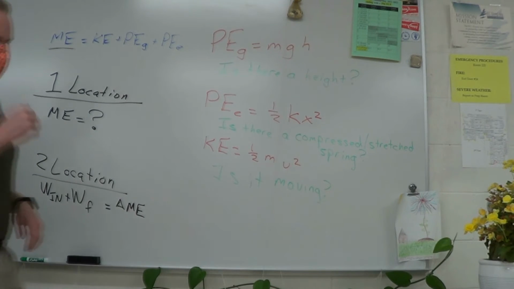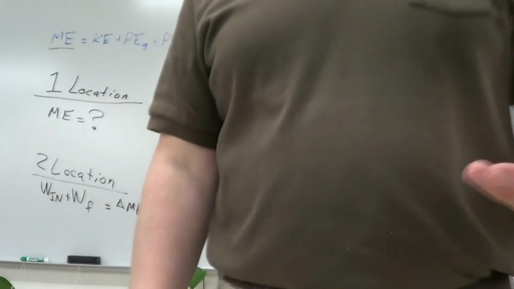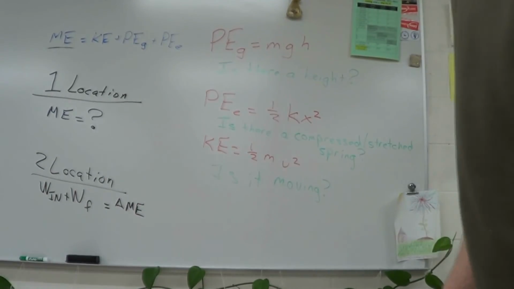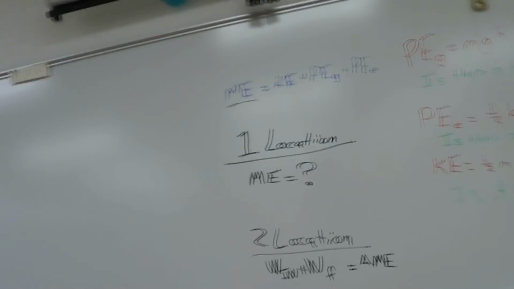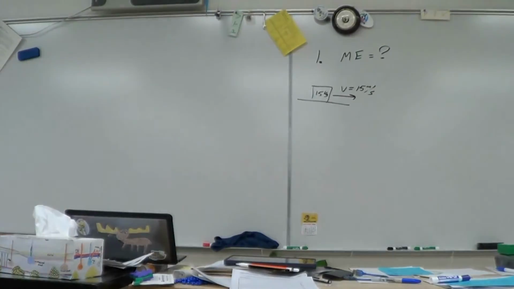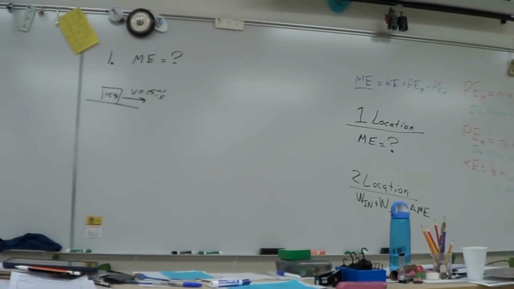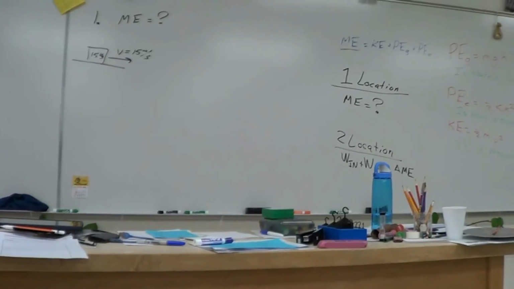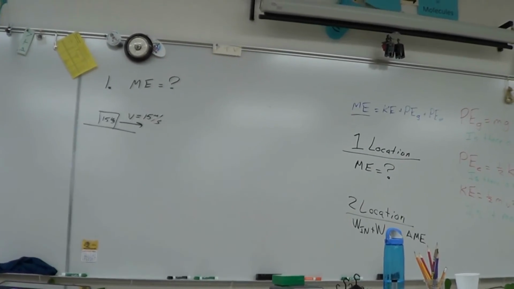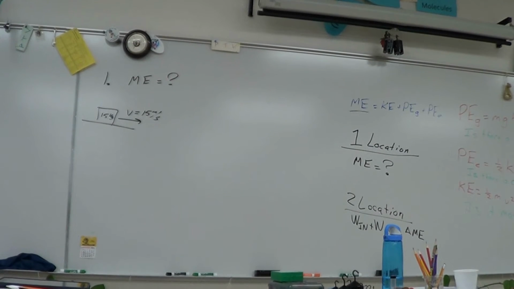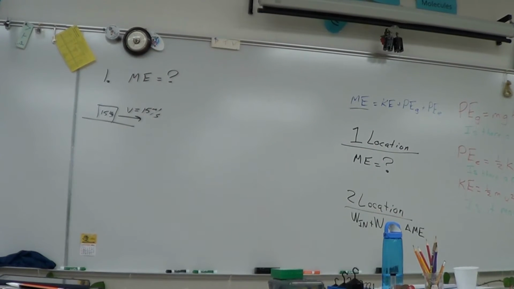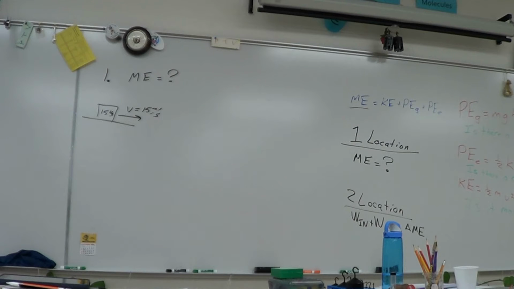And then with those 2 location problems, we start talking about what is the final velocity after this, or what height will it get to. So we're going to start by practicing some 1 location problems. And our 1 location problems that we're going to go through are found on the in-class energy worksheet that you picked up on the way in.